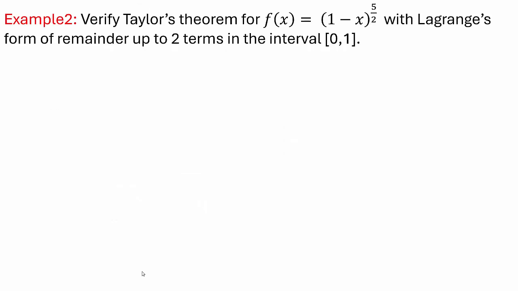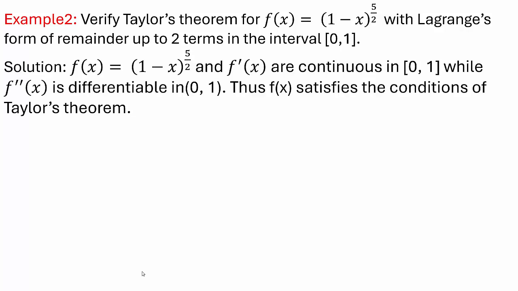Example second. Verify Taylor's theorem for f(x) equal to (1 minus x) raised to 5 by 2 with Lagrange's form of remainder up to 2 terms in the interval [0, 1]. Here f(x) equal to (1 minus x) raised to 5 by 2, and we have to check for the remainder up to 2 terms. Therefore, f(x) is continuous in [0, 1]. f'(x) is continuous in the closed interval [0, 1]. f''(x) is also differentiable in the open interval (0, 1).